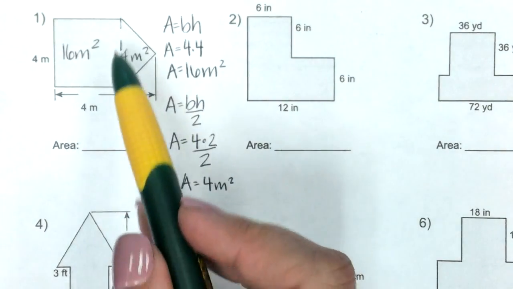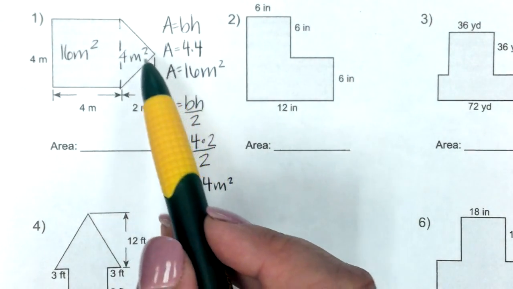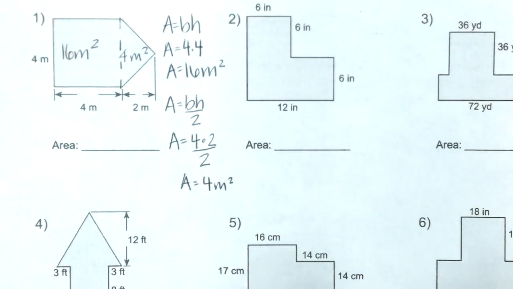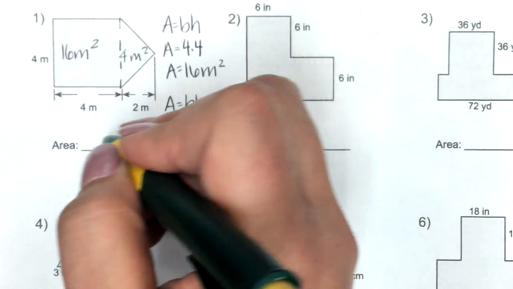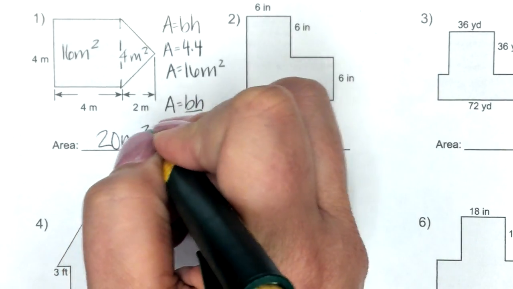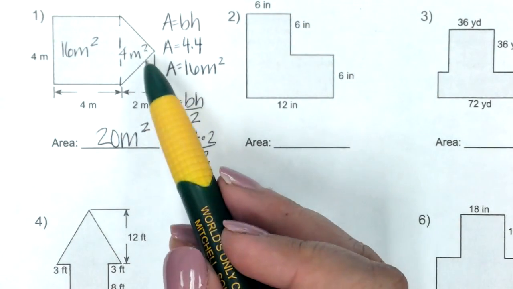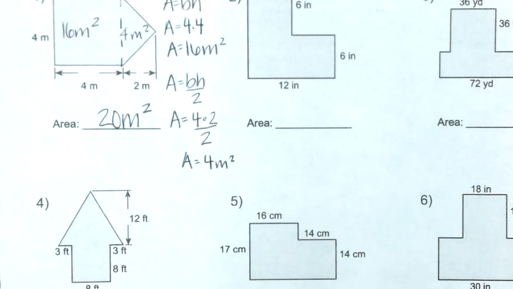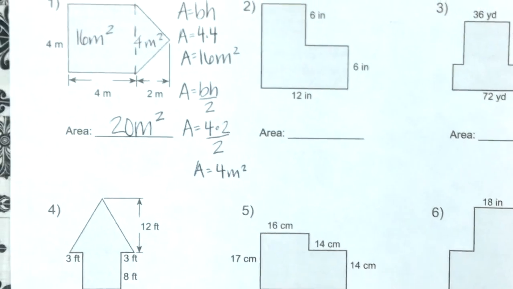So now I have 16 meters squared for my rectangle, 4 meters squared for my triangle. What's the total area? 20 meters squared. We're not subtracting. Think of this as like building blocks. We are adding on to each other. So yesterday we were subtracting because we were taking out what was in the middle. Today we're adding because we have two different shapes and we're adding them together.